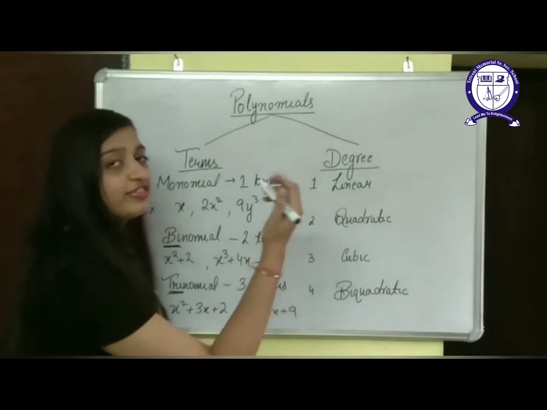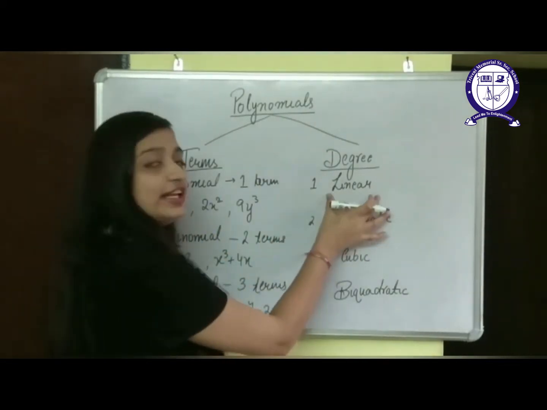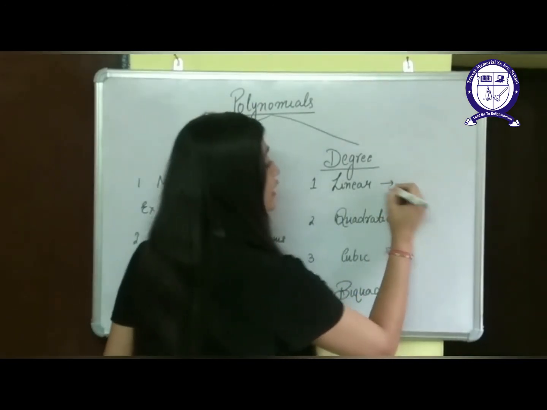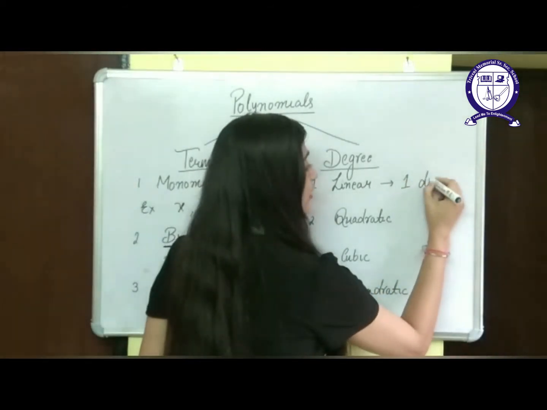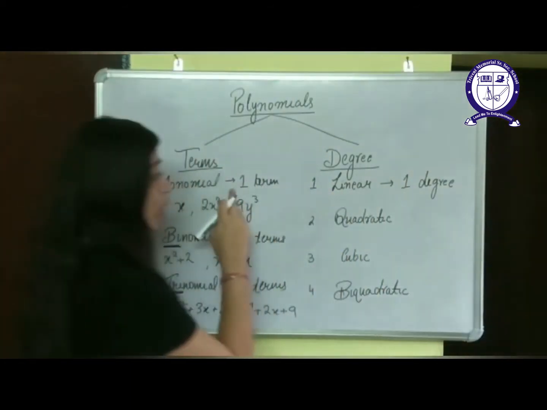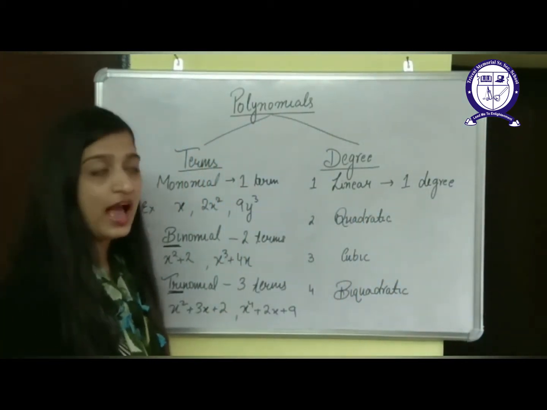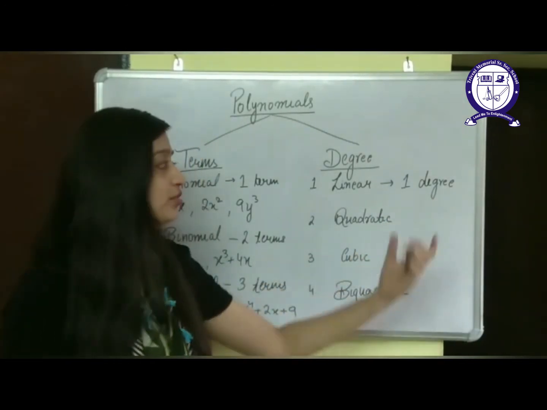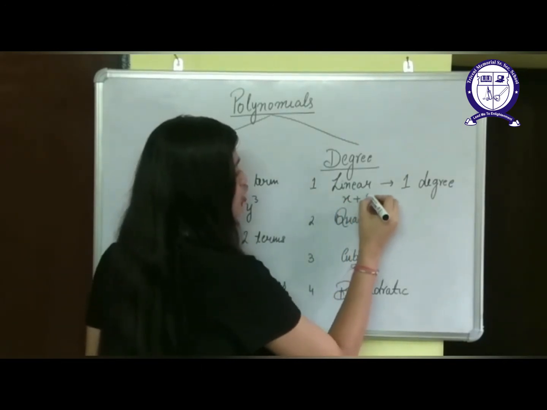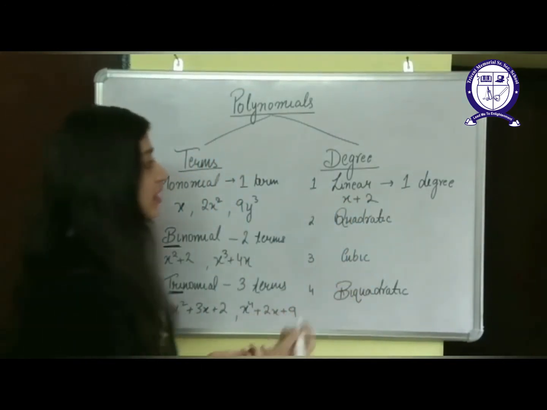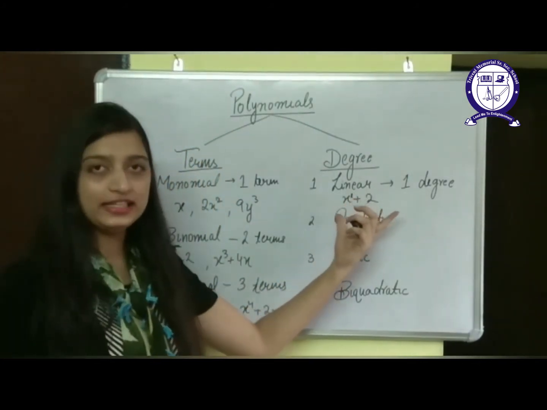Now on the basis of degree. Now what is degree? The highest power of the variable. Now a linear polynomial is the polynomial which has degree 1. We don't know how many terms it will have. It can have any number of terms, but degree should be 1. Like I can say x plus 2. Now I can see that the power of x is 1 here. So it is an example of a linear polynomial.